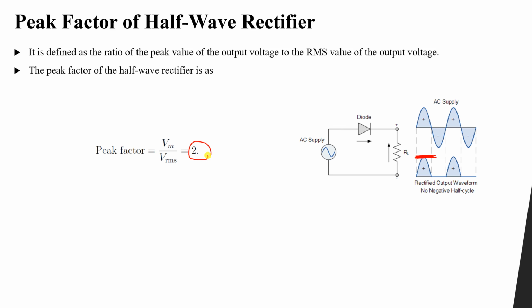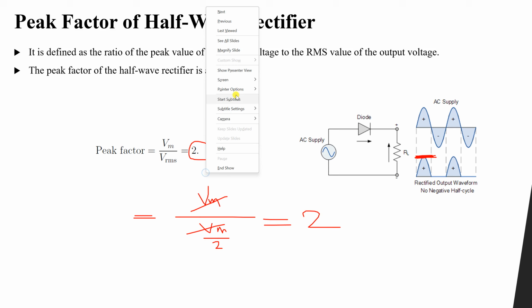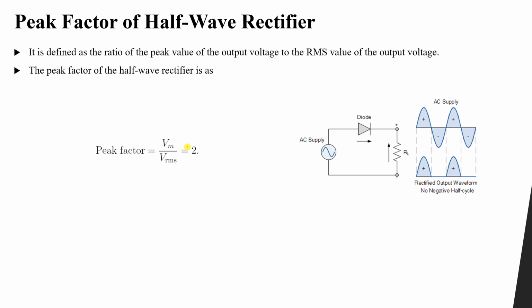Why is this? Because simply Vmax, the maximum value of the output signal, is equal to Vmax of the supply, Vm. Now what about the RMS? RMS is Vmax over 2 in the half wave rectifier. So dividing, this 2 goes with this, and 1 divided by a half gives us 2, which is this value. That's what we call the peak factor, the ratio between the peak value of the output voltage and the RMS.